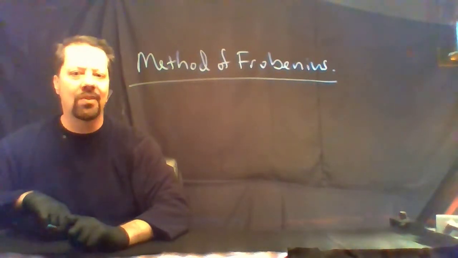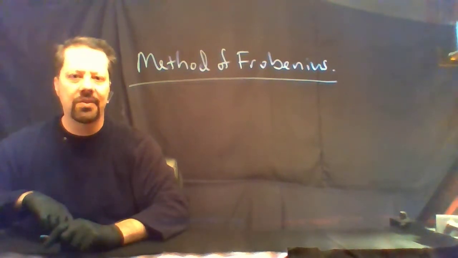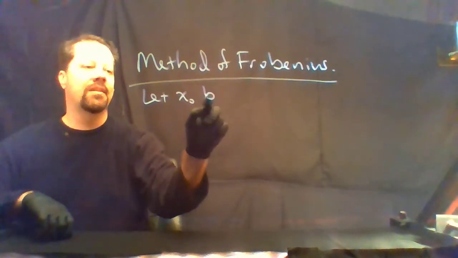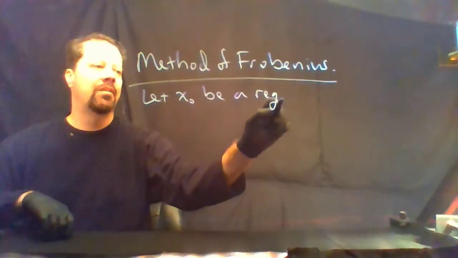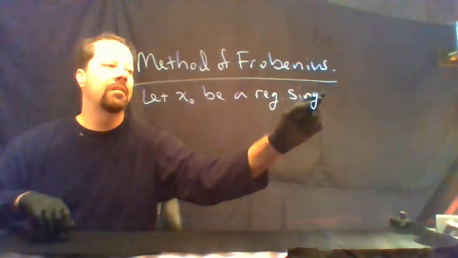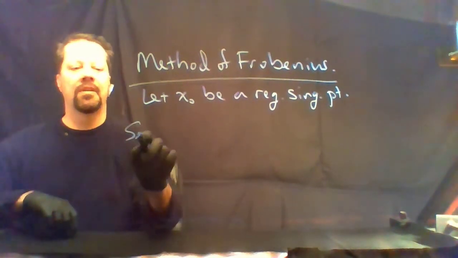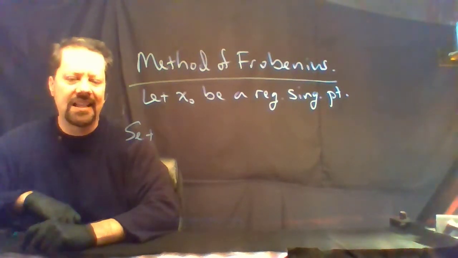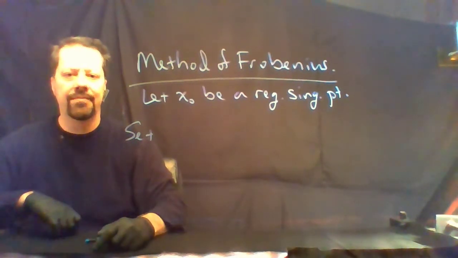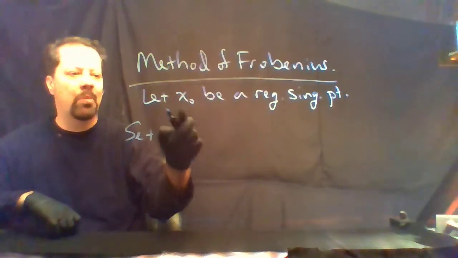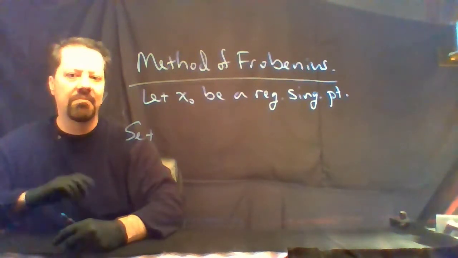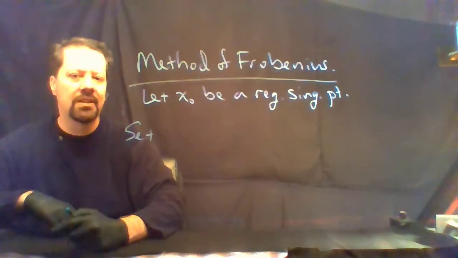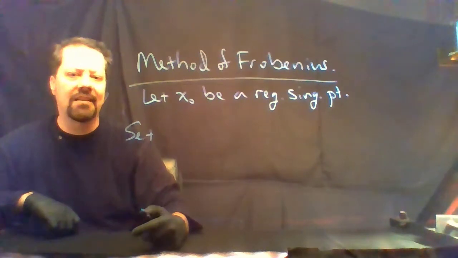The method of Frobenius only works for regular singular points. So we'll say let x naught be a regular singular point. That means there must be some kind of non-analyticity involved in our solutions. So at the point x naught, since the solution must have some kind of singularity because the coefficients of the differential equation do, we need to introduce that singularity from the start.